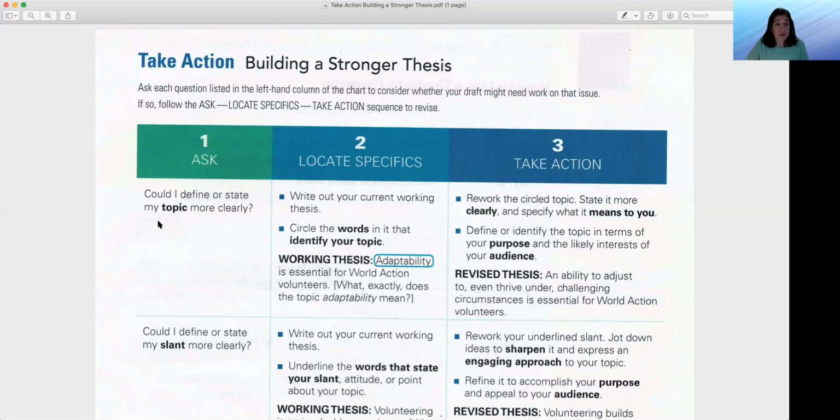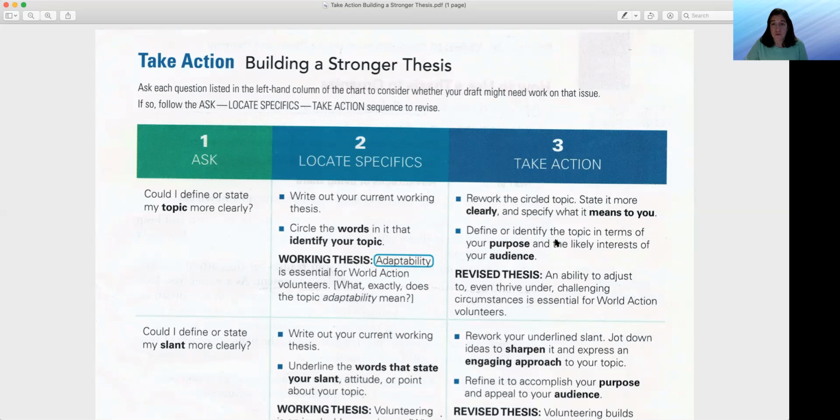Could I define or state my topic more clearly? Let's assume that our answer is yes, we could. So you should write out your current working thesis and circle the words in it that identify your topic. Their example working thesis is adaptability is essential for world action volunteers. But you have to ask yourself, what exactly does the topic adaptability mean? And they've circled adaptability because that's the topic.